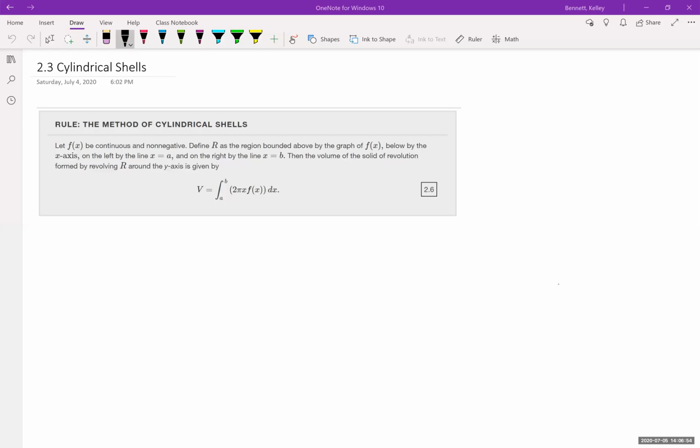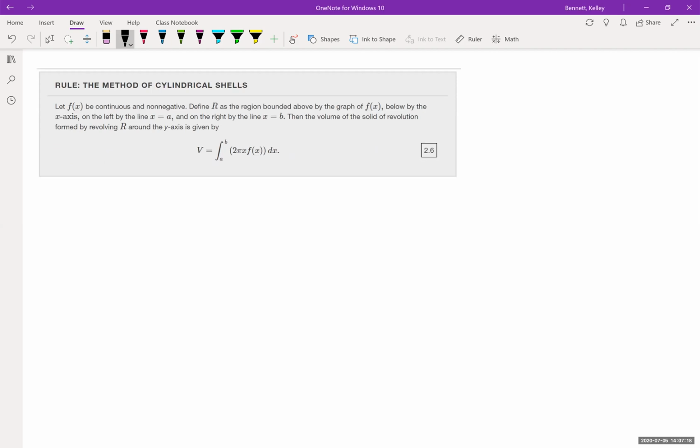Everyone, welcome to a lecture for section 2.3 on cylindrical shells. This is going to be an alternate method, but it's going to compute the same volumes that we were considering in section 2.2. Just to get an idea of the basic shapes that we're dealing with.